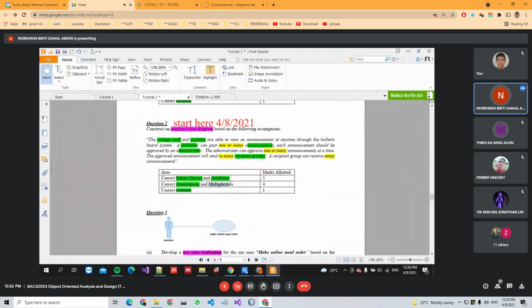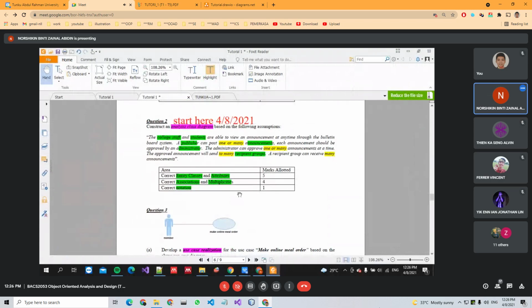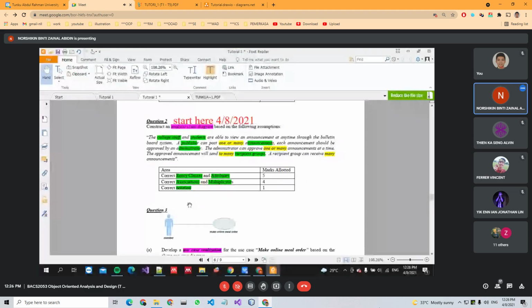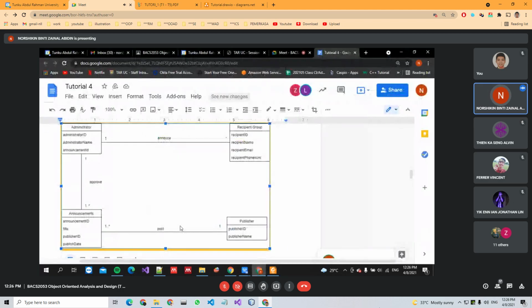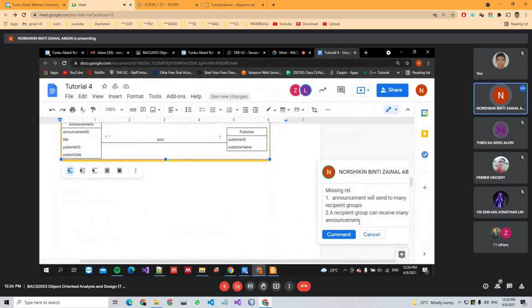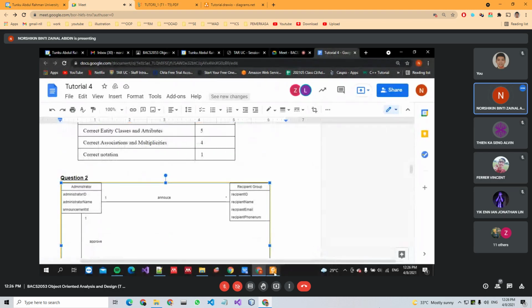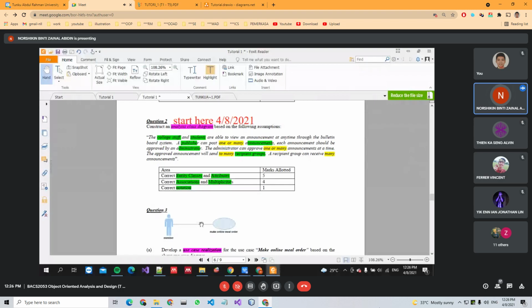Multiplicity is the association, the one just now: one to many, many to one, or one to one. That one is multiplicity. Notation is your use of symbols. Notation is actually a symbol, so you need to use the correct notation if they have any notation. Just add this relationship. Okay, that one is for question 2. So for question 2, any question?